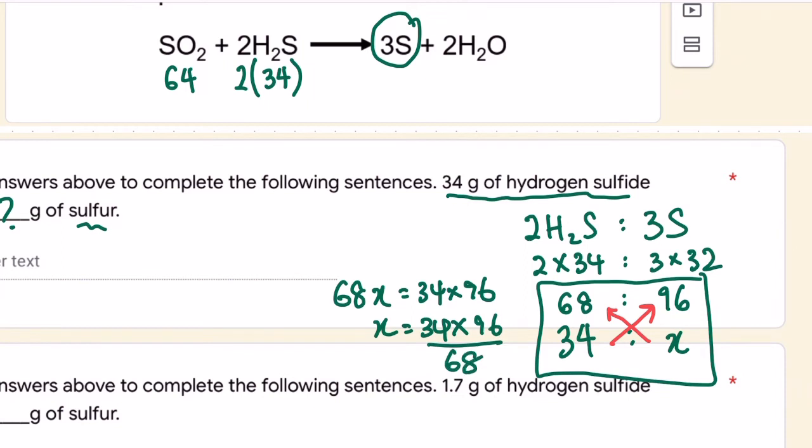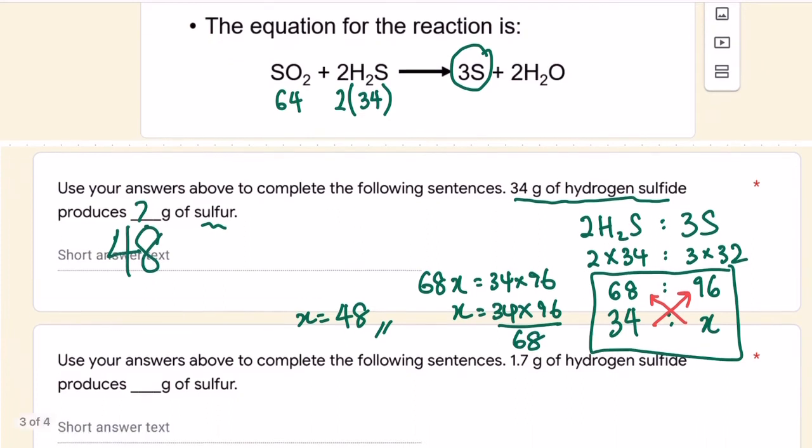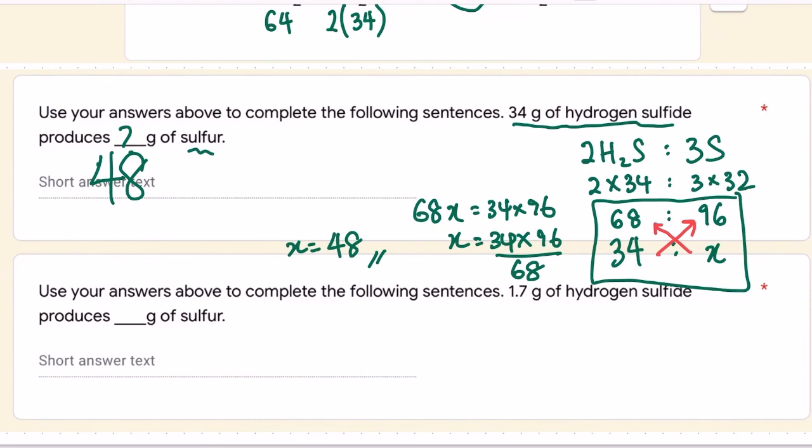Work it out on your calculator. Then lastly, X is 48. So this is the number. Answer is 48. Okay. Next. Same thing also. Use your answer above to complete the following sentences. Okay, the last question also the same. 1.7 gram of hydrogen sulfide will produce how much of sulfur?